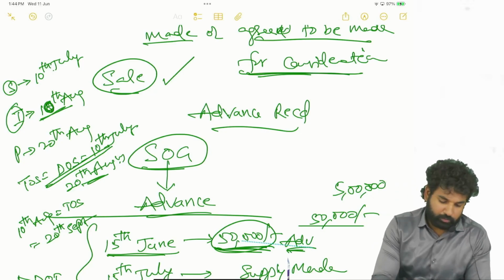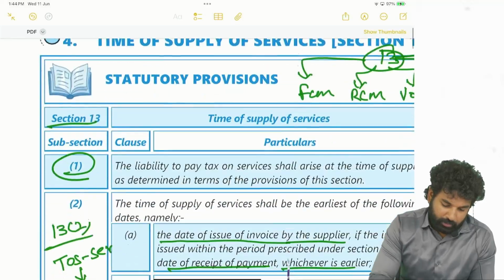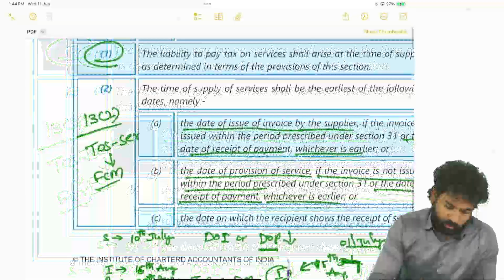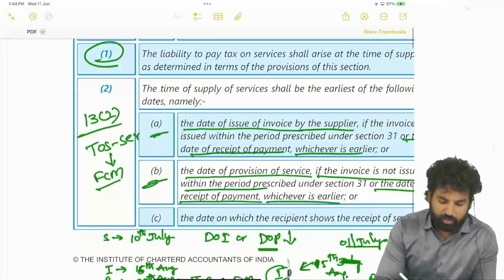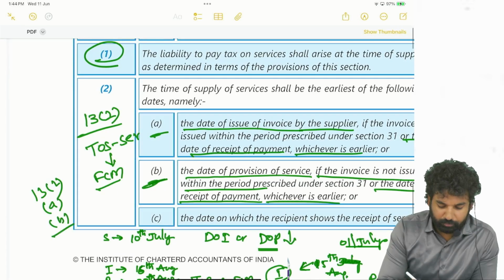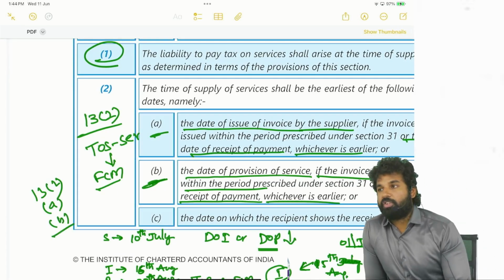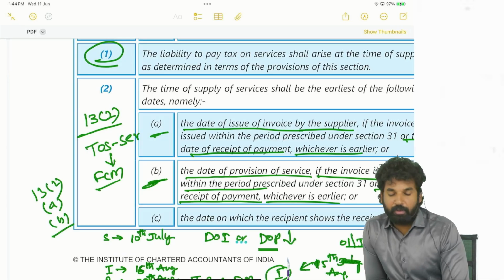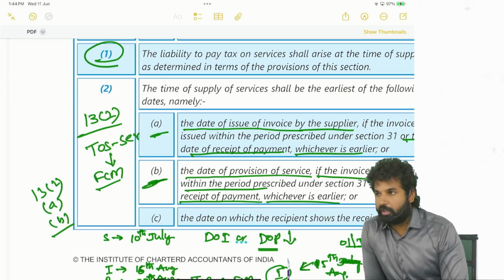Okay. See, we have seen clause A and B as per section 13, subsection 2. Under clause A, it says that if the invoice is issued within time, then the time of supply will be the date of invoice or date of payment, whichever is earlier. If it is not issued within time, clause B. Okay, what is that?